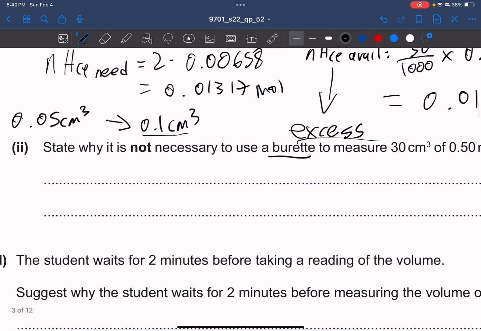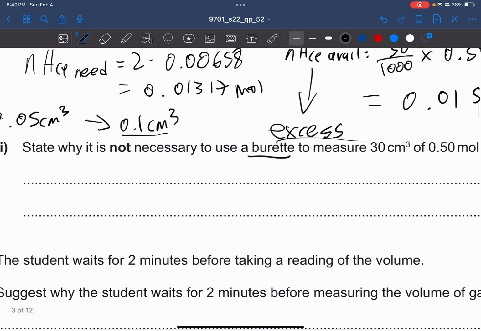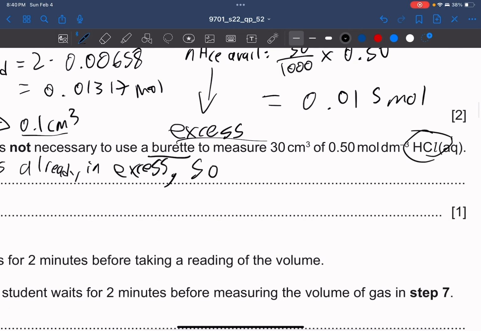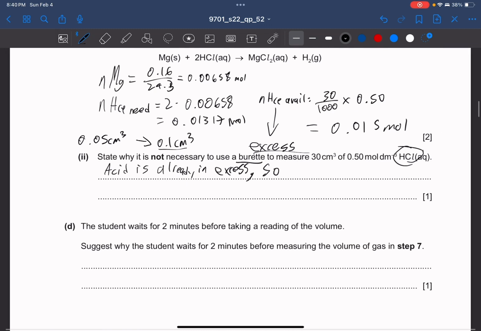So I'm going to just write that down. Acid is already in excess, so highly accurate measurement is not needed.